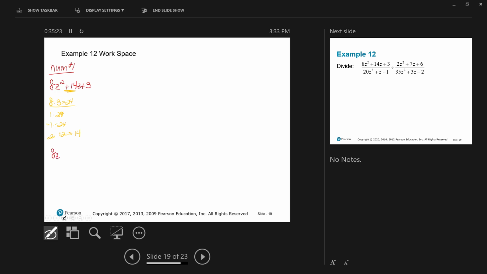So I still have the 8z squared, but instead of that 14, I'm going to put in the positive 2z and the positive 12z, and that will end with a positive 3. I'm looking for pairing these up and seeing what they have in common. This is what I'm seeing on the first pair. This is what I'm seeing on the second pair. Hopefully you're in agreement with me.